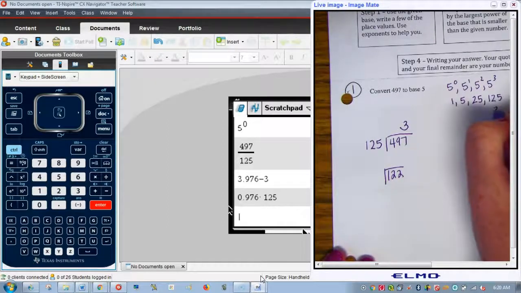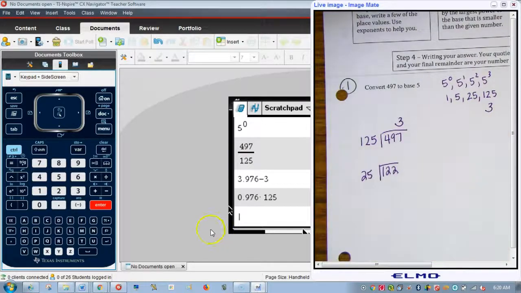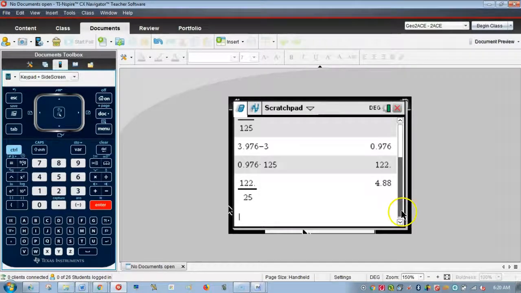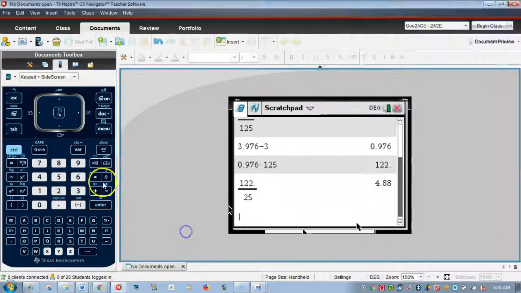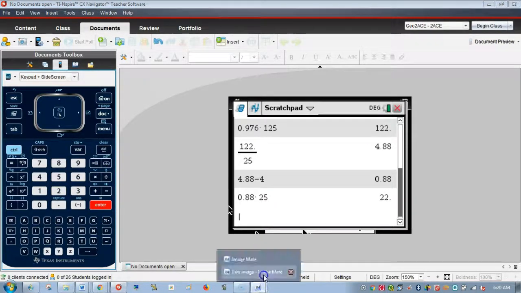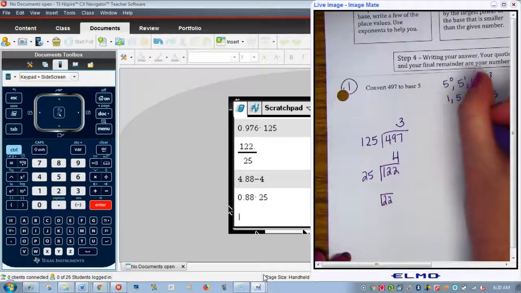So this gave me a 3. Now I'm going to divide by 25. So I do 122 divided by 25. I hit control enter. It goes in 4 times. So that becomes a 4. I subtract 4, I multiply by 25, so I'm left with a 22. So that gave me a 4.